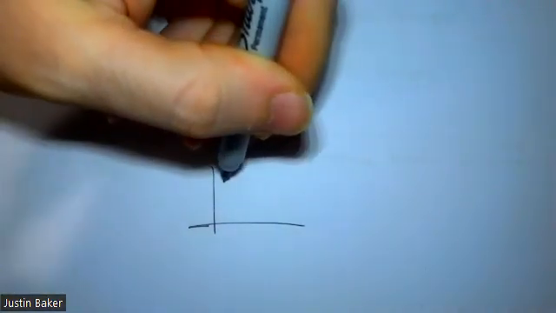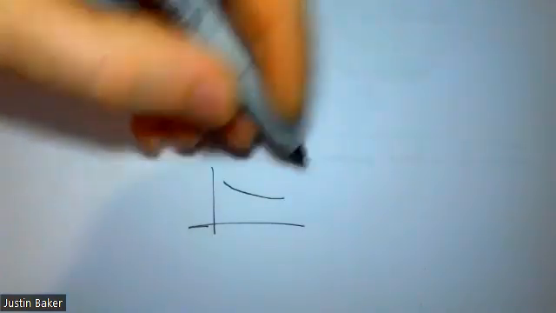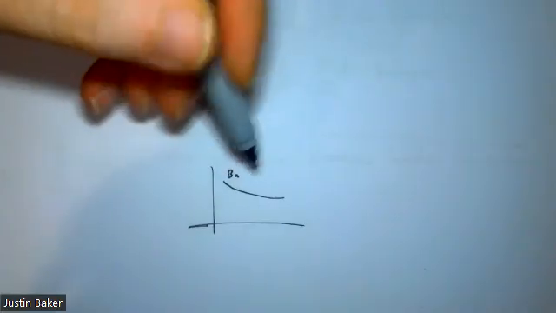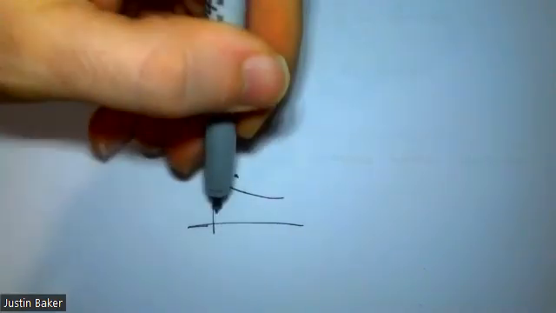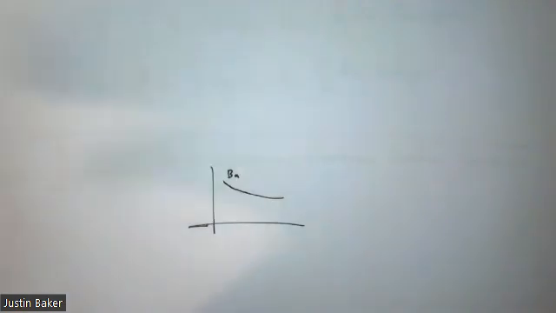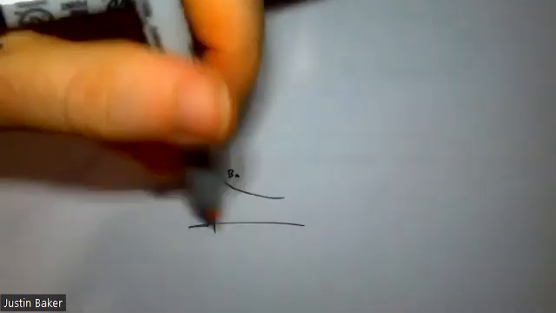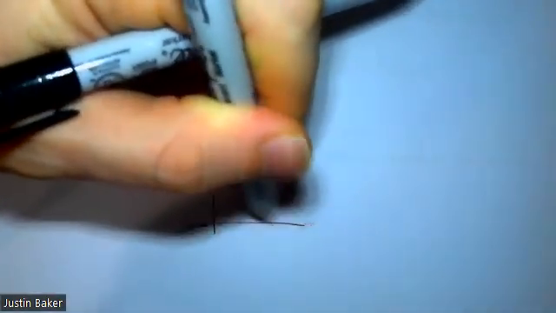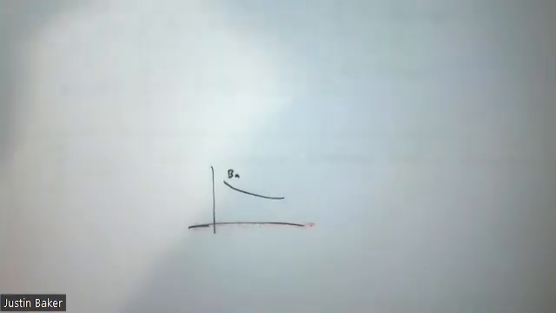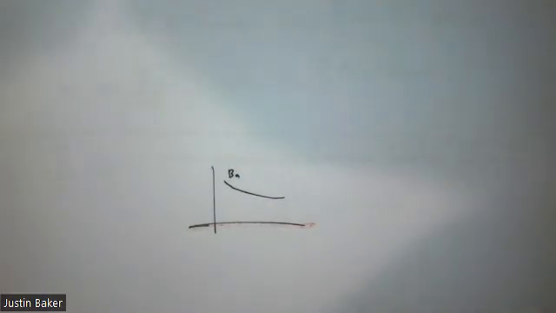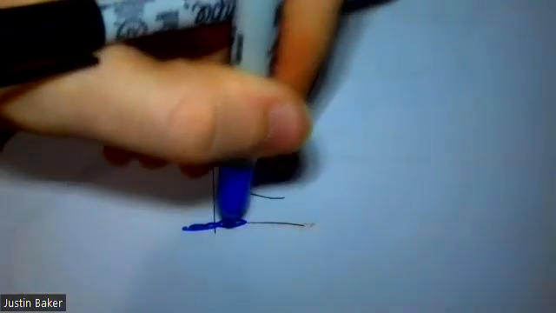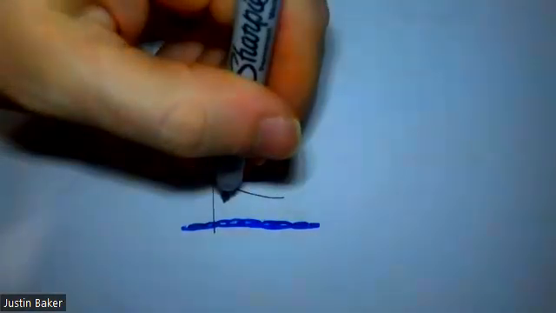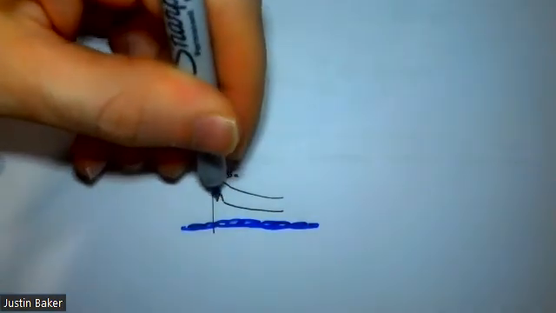I'm going to use just these little curves. And let's pretend that that curve represents B of n. And then A of n is between 0. So here's 0, right? It's this line here. And that marker didn't have any ink left. Let's try blue. So between 0 and B of n is going to be A of n.